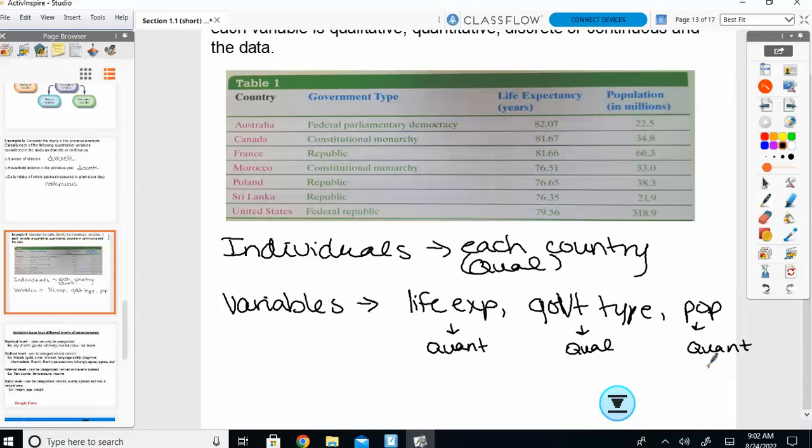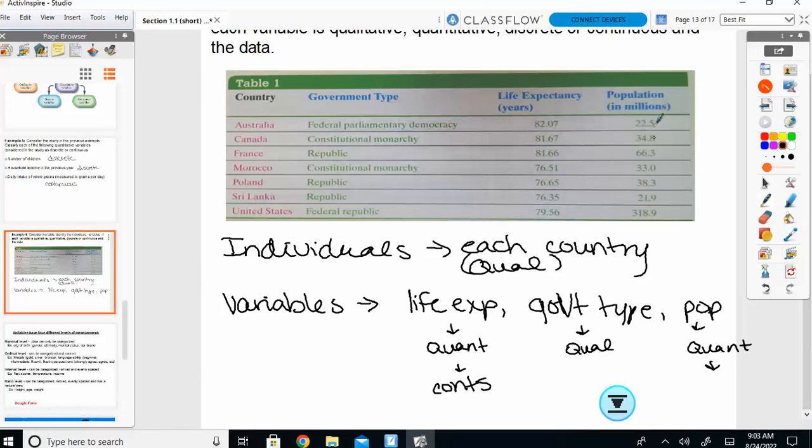For the quantitative ones, we could do discrete or continuous. Life expectancy. Now, in this table, it said years, and it did round to 2 decimal places. Are we limited to that? No, we could give life expectancy to the nearest year, to the nearest month, to the nearest day, to the nearest hour, to the nearest minute, you get the idea? So this one would be continuous. Anything dealing with time is typically continuous. Just like weight is typically continuous.